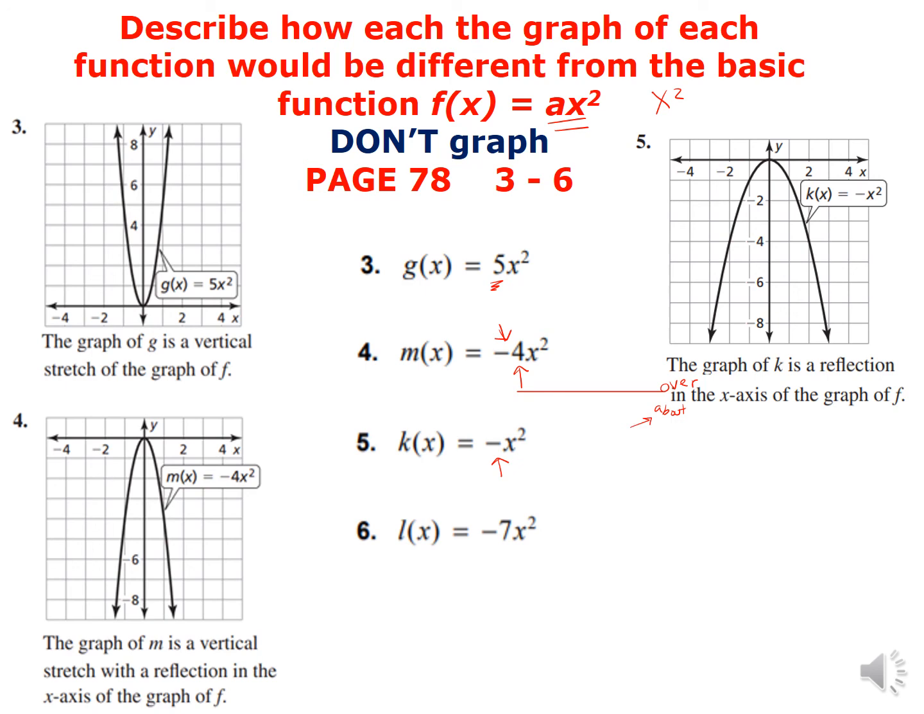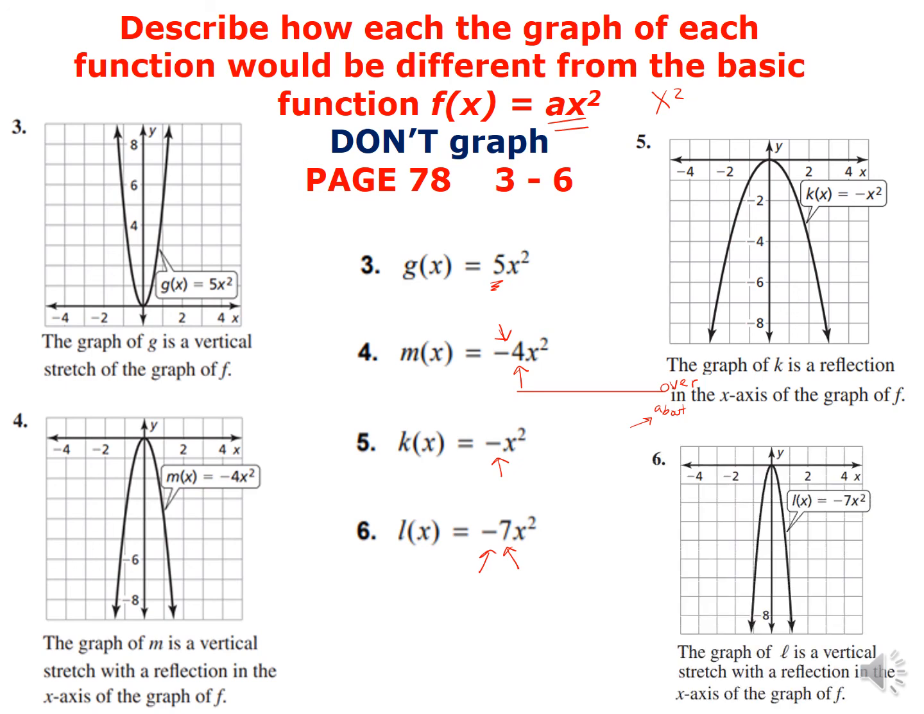So maybe it was. And this one, there's two things going on, so explain what they are in your mind, and then check. It's a vertical stretch, and it's also a reflection. Doesn't matter which order you put them in, but like we found on the other test, it's nice to put them in order. Everybody good? All right.